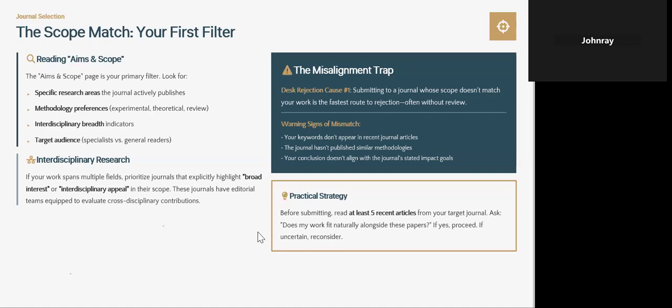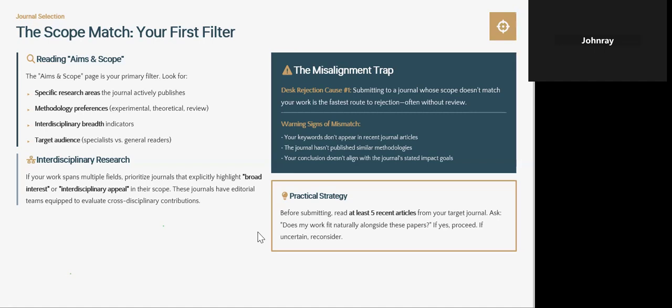The scope, the scope, the scope. And also you must check out keywords, a warning sign of mismatch. If you want to find a journal, you must look out for the keywords being published in their latest papers. Last time in Professor Bruce's class, he shared deeply on how to find a journal that tallies with you. He said you must look out for the keywords.